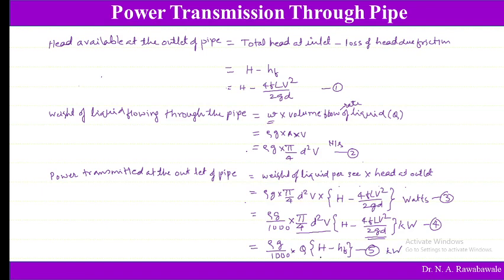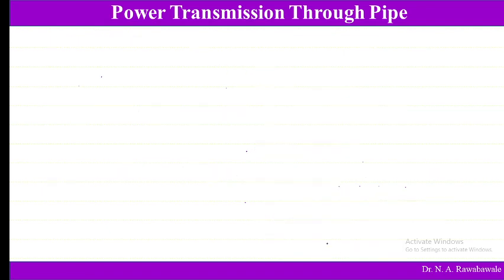Now we'll discuss the efficiency of power transmission. The efficiency of power transmission is given by the ratio of power available at the outlet of the pipe divided by power supplied at the inlet of the pipe. So generally our efficiency is given by output divided by input.